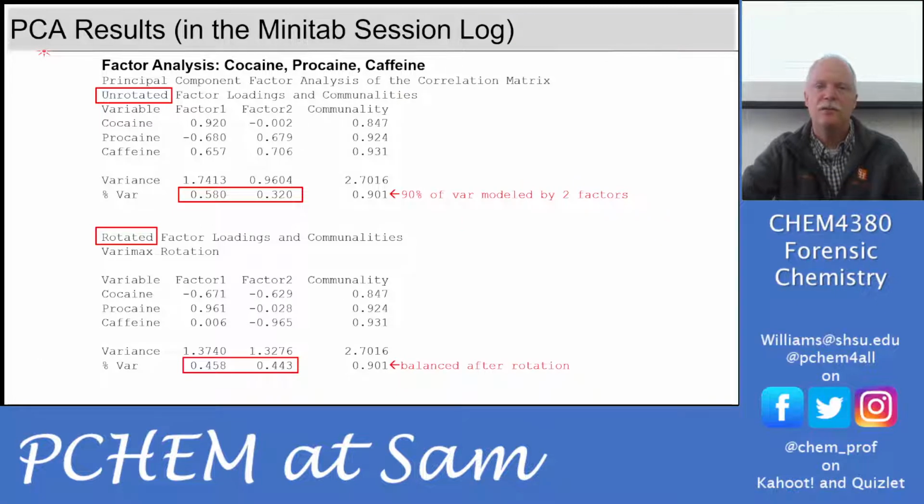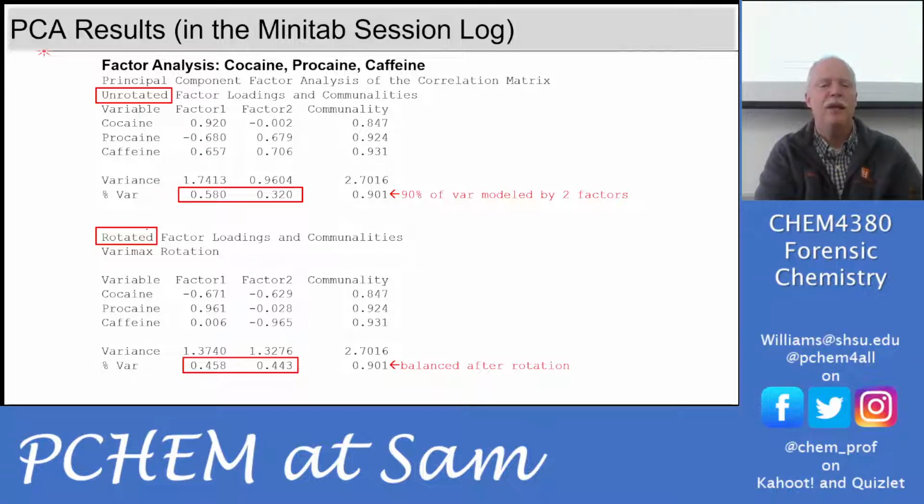So here's from the session log, this is what we get, our factor analysis for these three. We're getting 90% of the variability modeled by these two factors. Here, factor 1 is covering 58% of the variability, and factor 2 is 32% of the variability. So that's the unrotated PCA, principal component analysis.